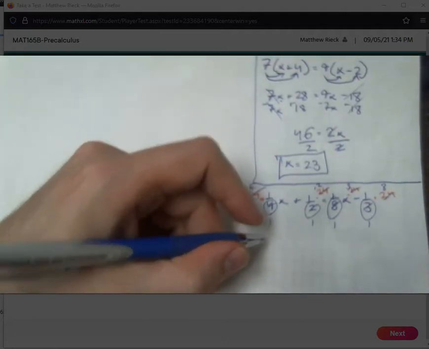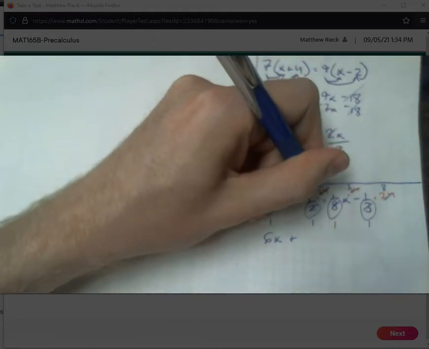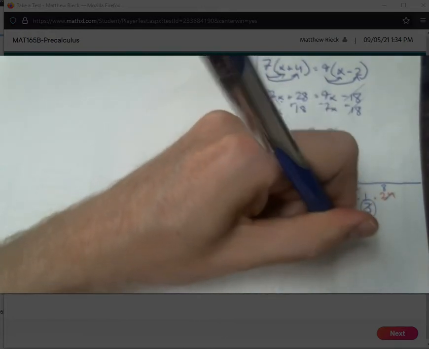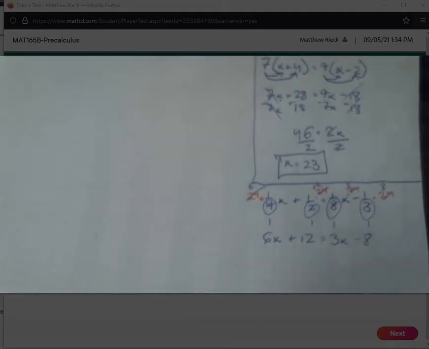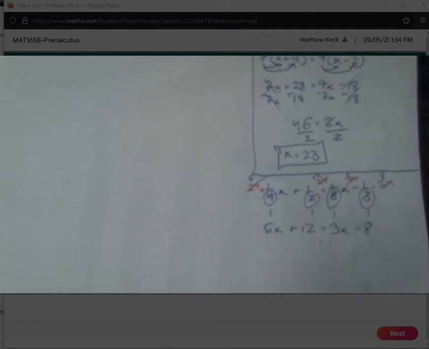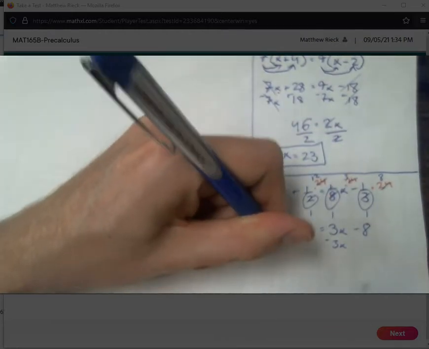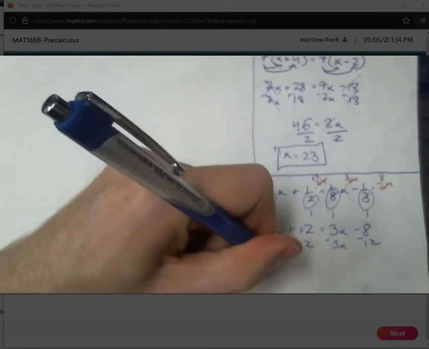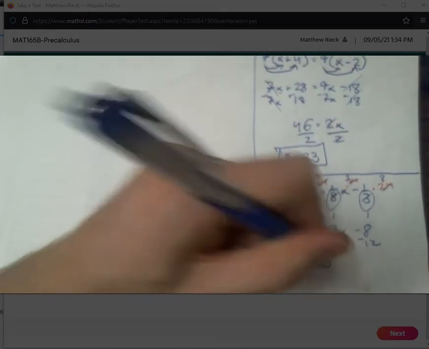So when all is said and done, we end up with 6x plus 1 times 12, so plus 12, equals 3x minus 8. And from this point on, it's the exact same as the previous problem. So again, to solve this, we want to get everything involving our variable on one side, everything else on the other side. So I'm going to subtract 3x from each side, and subtract 12. So you have 6x minus 3x, that's 3x. And negative 8 minus 12 is negative 20.